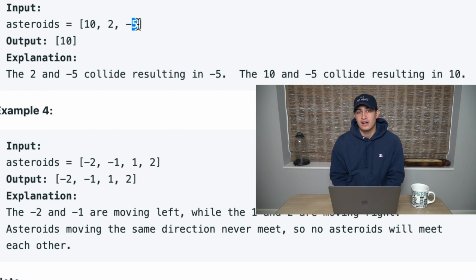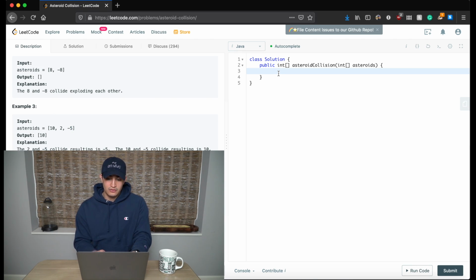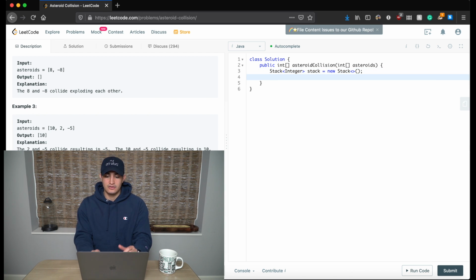So let's start getting that logic down to use a stack to simulate the collisions that we might see in our asteroids. The first thing we definitely want to do is just create that stack. So I'm going to say Stack<Integer> stack = new Stack. Awesome. And so now we just want to iterate through all our asteroids, and we definitely have to go through all of them because we need to know what happens to all of our asteroids so that we can return what asteroids are left after all the collisions.